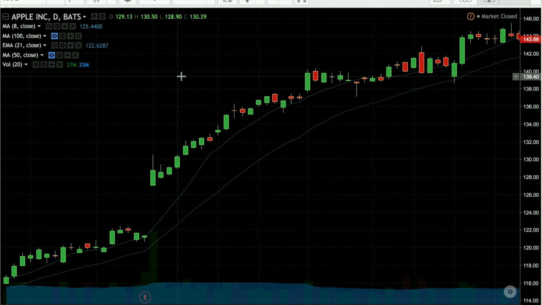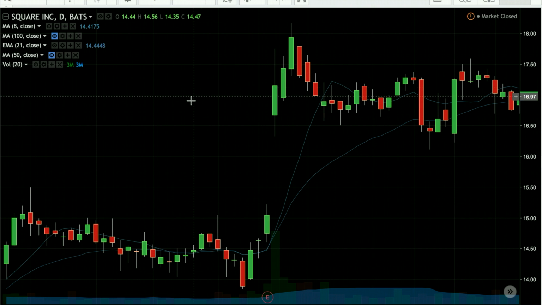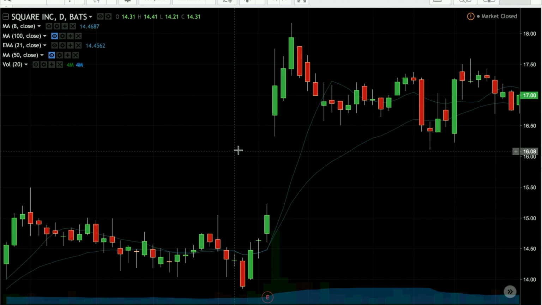It's just an easy trade. So next one up, Square. Let's see it. So this was an interesting one. This was 2 quarters ago.